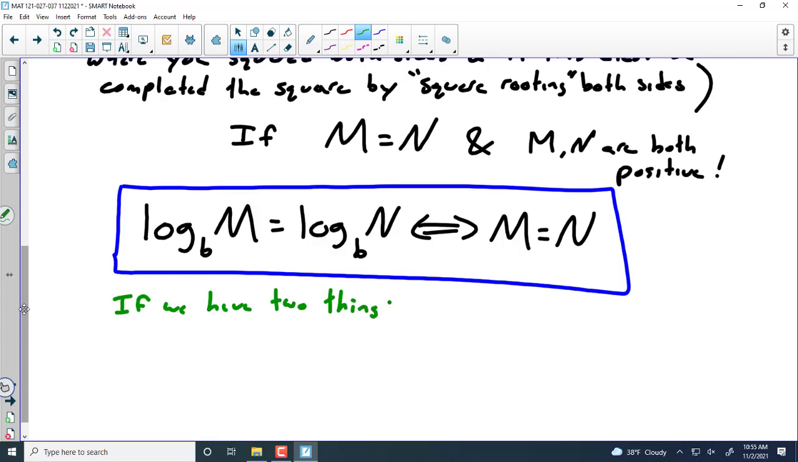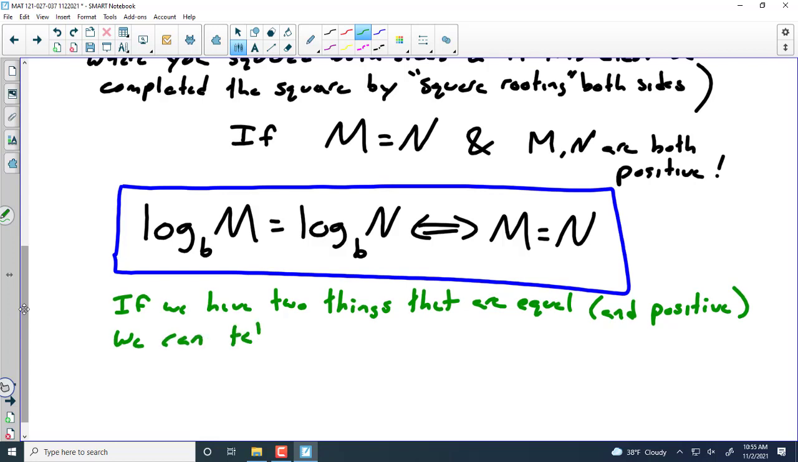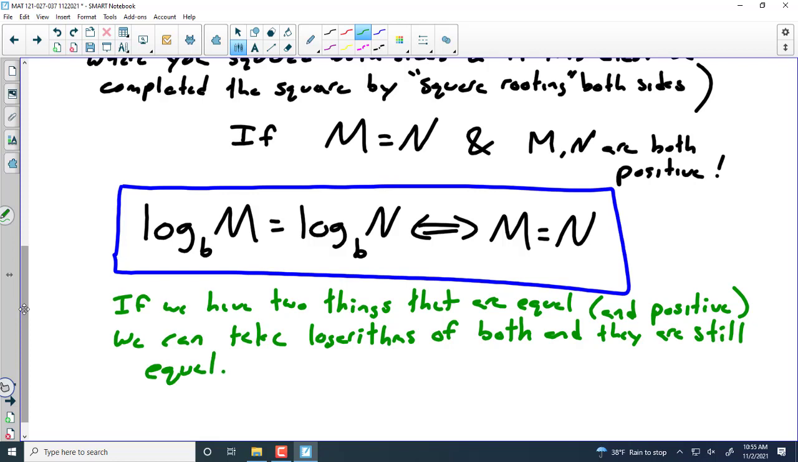We have two things that are equal and positive. We can take logarithms of both, and they are still equal. In other words, this goes back in time to one of the first things you learned in algebra class, and that was if you do it to one side, do it to the other side. If you add 3 to one side, add 3 to the other side. If you subtract 6 from one side, subtract 6 from the other side. Now we have a new one.